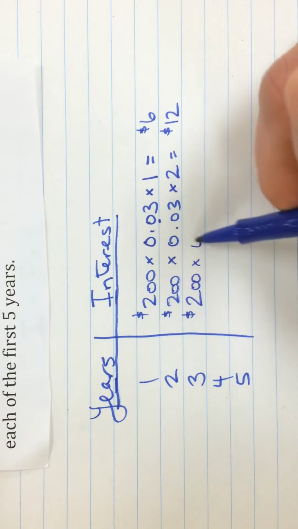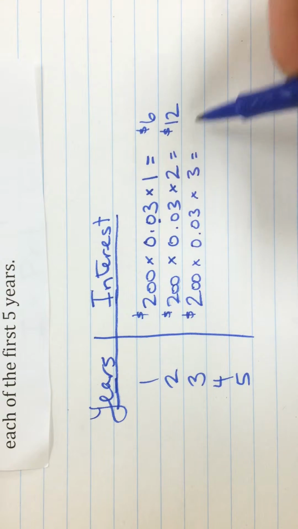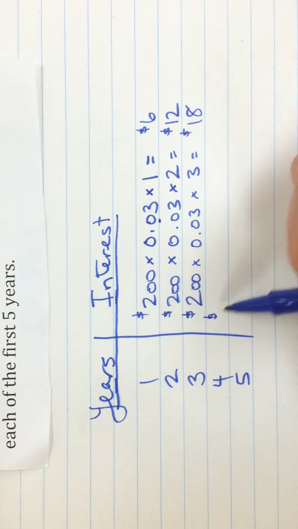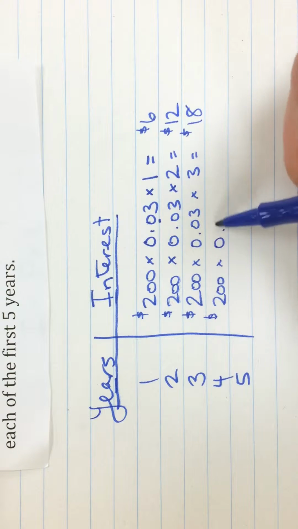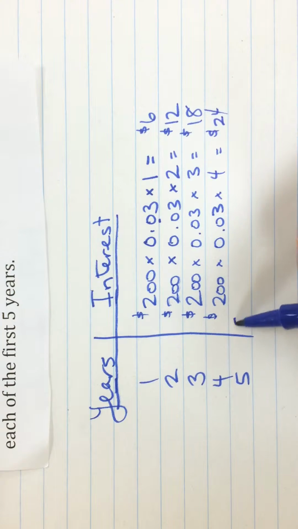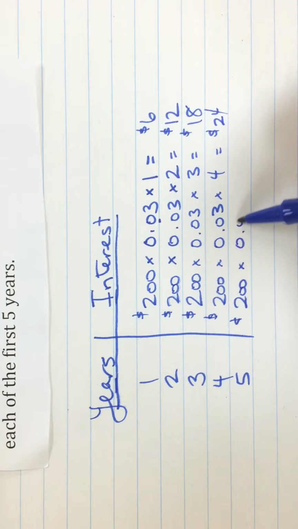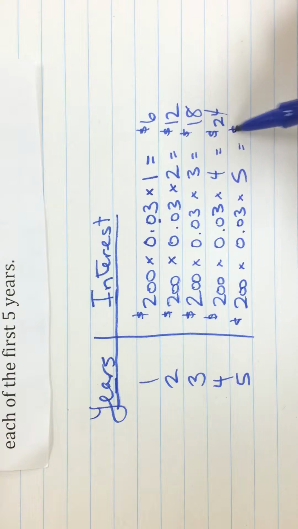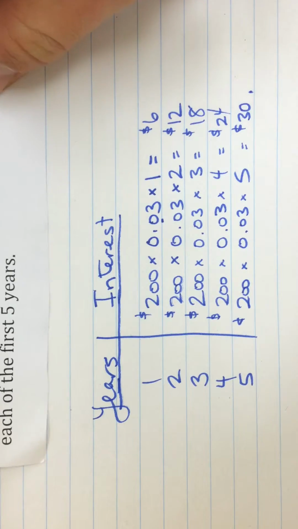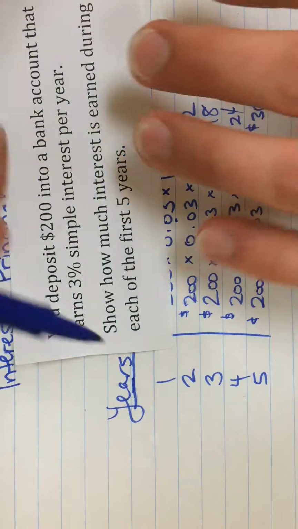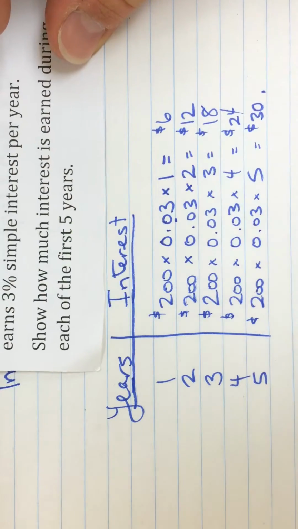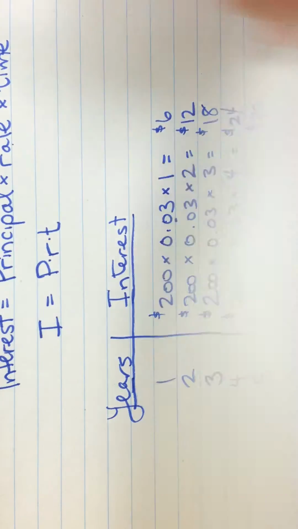In 3 years, the only thing that has changed here is the amount of time that has passed. We'll earn $18, another $6. And you can see how simple this is. Every year we earn $6, and so the next one will be 24. And in 5 years, we'll earn $30. Okay, so that's how much is earned during the first 5 years. During each of the first 5 years, you earn $6, and in total, you earn $30 in 5 years.